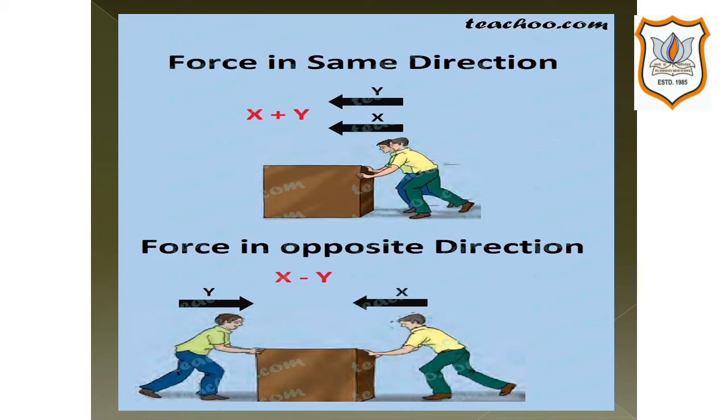In the second picture, two boys are applying the force in the opposite direction. Suppose the first boy is applying Y Newton force and the second boy is applying X Newton force, but they are applying the force in the opposite direction. Then the force is being subtracted. That means X minus Y.